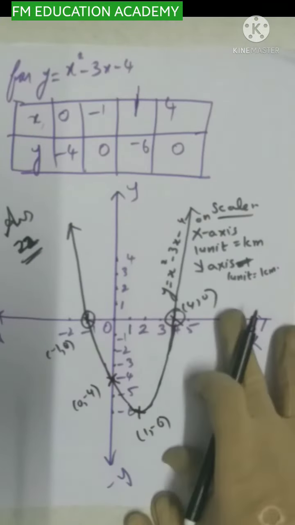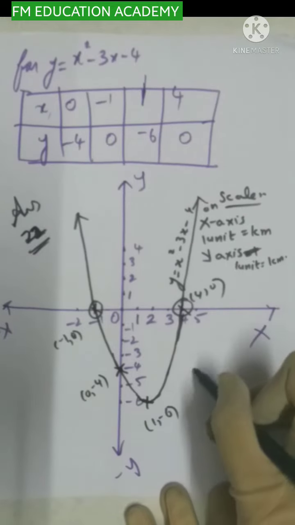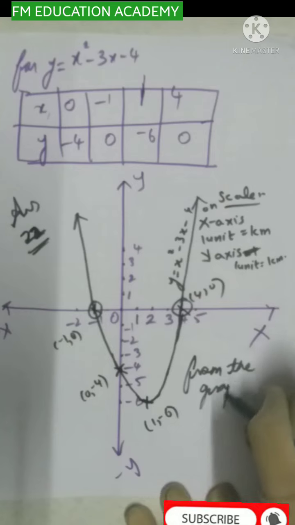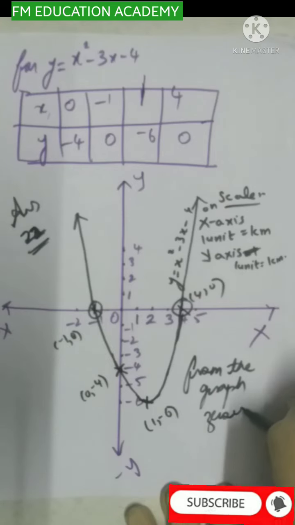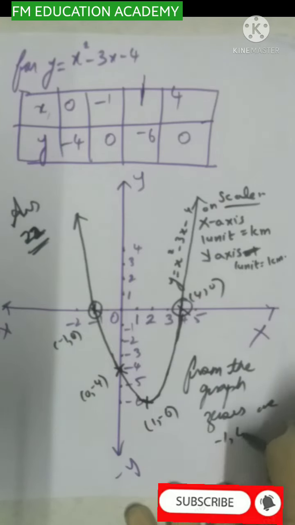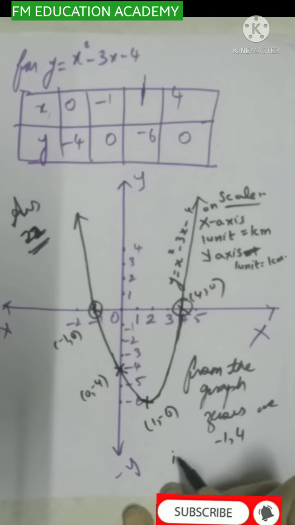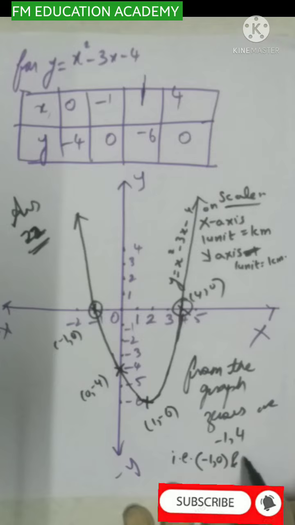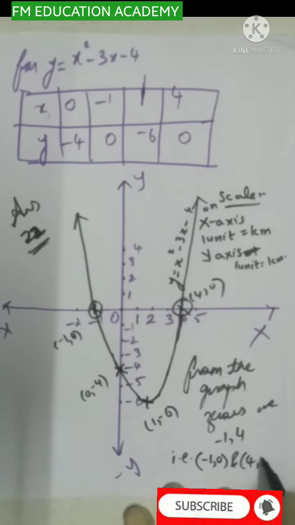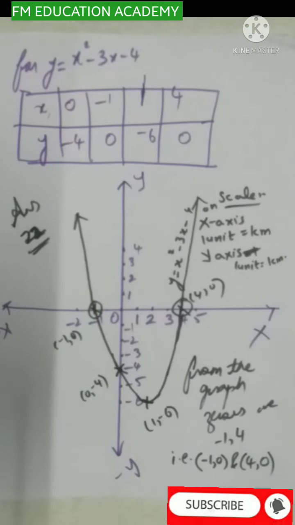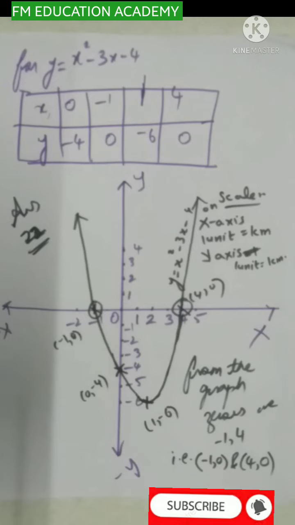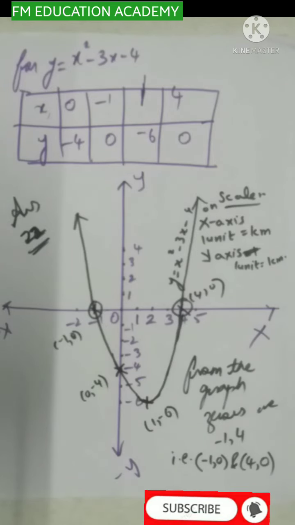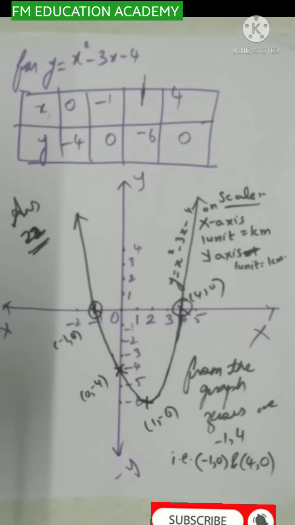We should write from the graph, zeros are minus 1, comma, 4. That is, when x is minus 1 we get y 0, and when x is 4, y is also 0. This is how you do a question based on drawing a graph of a quadratic equation, and finding the zeros from the graph.